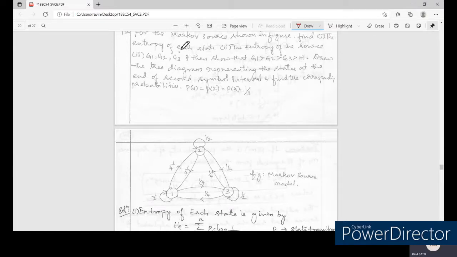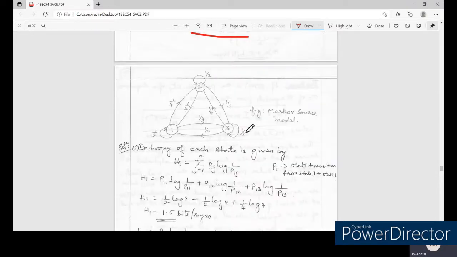First, you need to find the entropy of each state. Second, you need to find the entropy of the source. And finally, you need to find G1, G2, G3 and verify that G1 is greater than G2, G2 is greater than G3, and G3 must be greater than H. For that, they have given you the tree diagram, and they said that the initial probabilities of being in the state, either P1, P2 or P3, are 1/3, 1/3 and 1/3. Now let us find the entropy of each state.